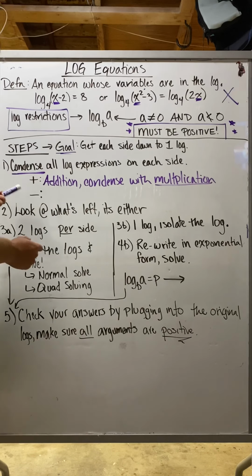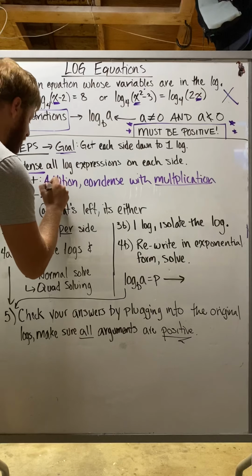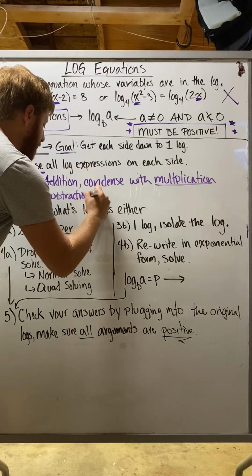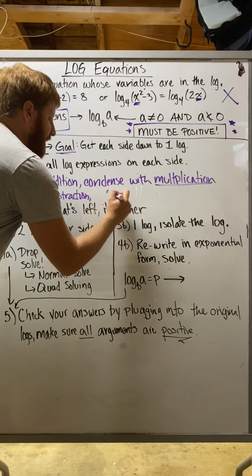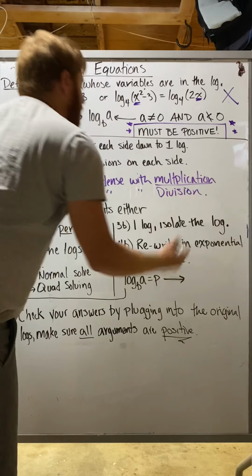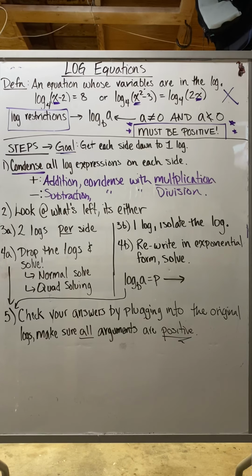Likewise, if there is subtraction, what does that mean? That means we condense with division of those two logs, whatever those logs are that are subtracting each other. And those are the big parts that we need to make sure we're worried about today: that you can recognize when you have addition and how to put that back into a single log, and when you have subtraction and how to put that back into a single log.